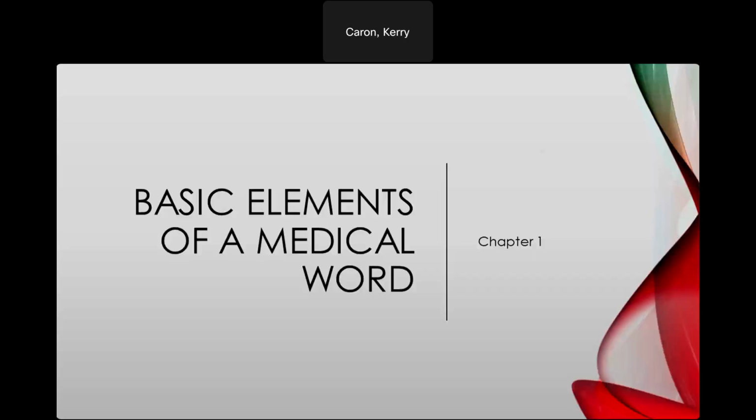Chapter 1, Basic Elements of a Medical Word. So Chapter 1 is unlike any other chapter in this course. It's a little different. It does not have a term list with it. It does have homework, but it does not have a term list with it. Basically, we are going to show you the word parts, show you how to pronounce them, and kind of build a foundation for the rest of the course.